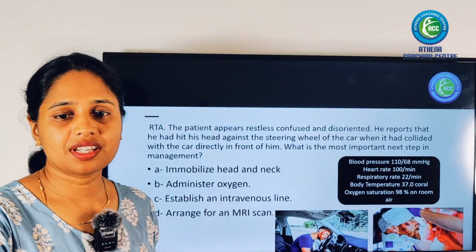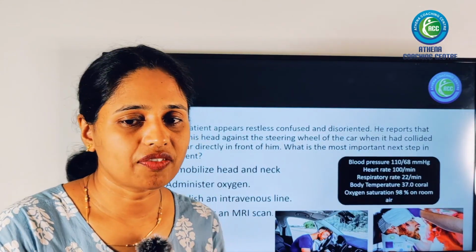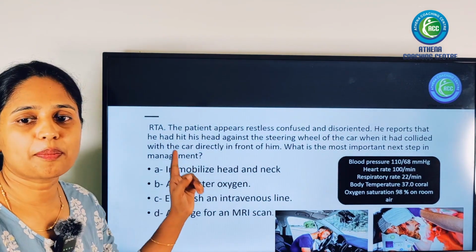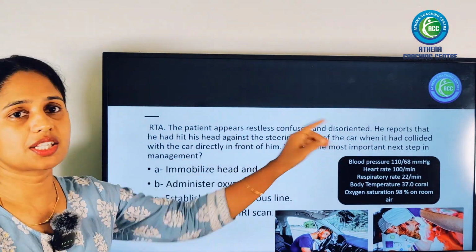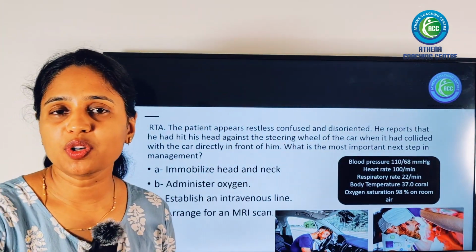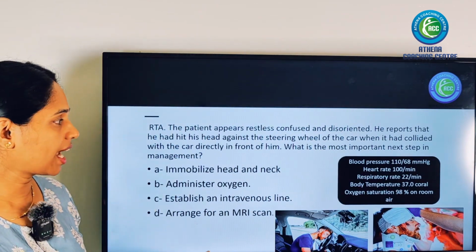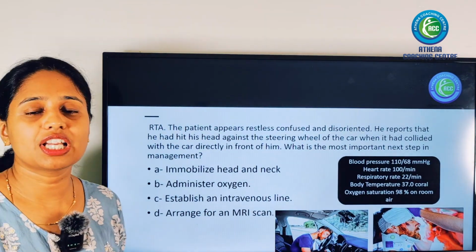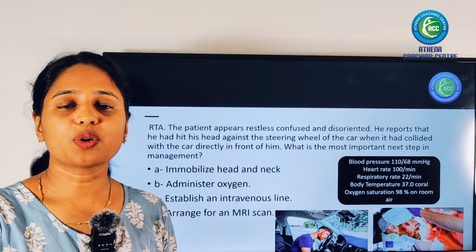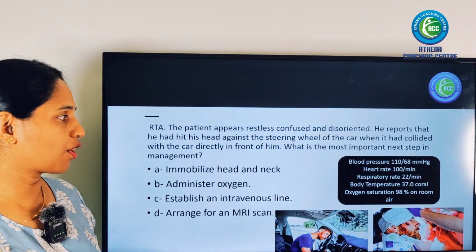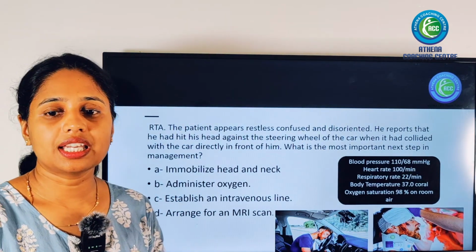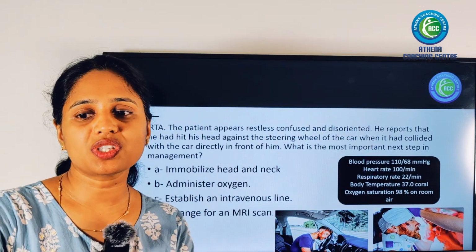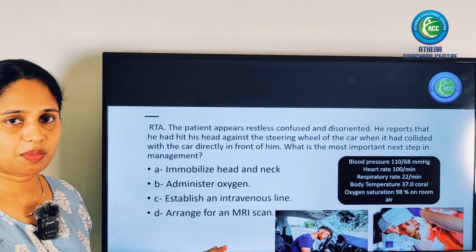Here is the next question. A client with a road traffic accident appears restless, confused and disoriented. He reports that he had hit his head against the steering wheel of the car when it had collided with the car directly in front of him. So the key of the question is, what is the most important next step in management?